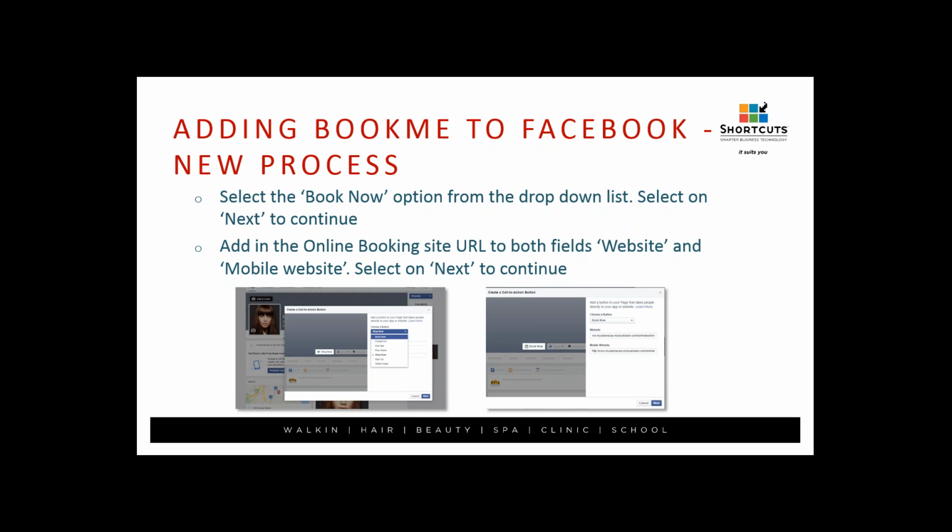So if you aren't currently aware of your BookMe link or you haven't been provided with this, this is something that you can contact the help desk for. If you've already got BookMe on your website, simply go to the BookMe page on your website. You can just copy the URL and pop it in here. You do want to pop it into both fields, both the website and the mobile website option, so that it is available if they're using the app.